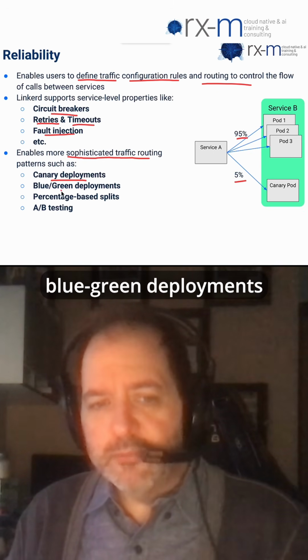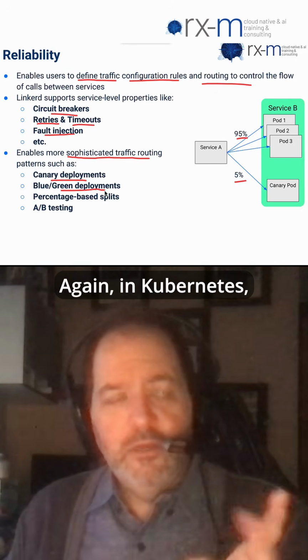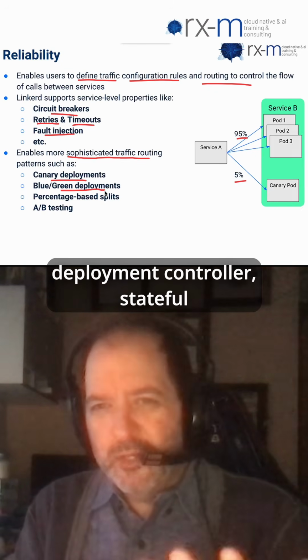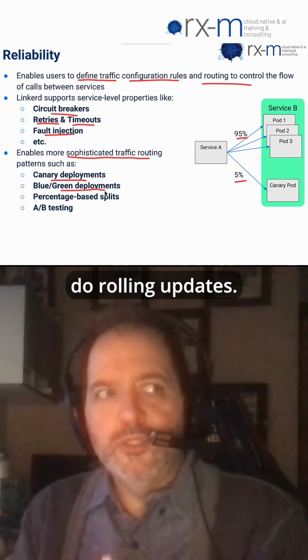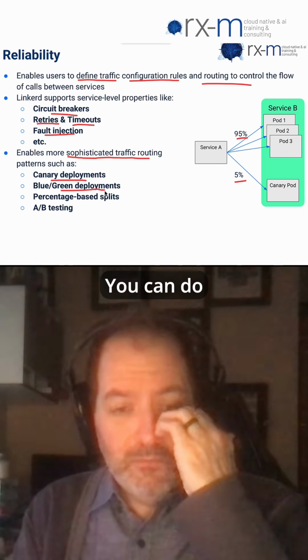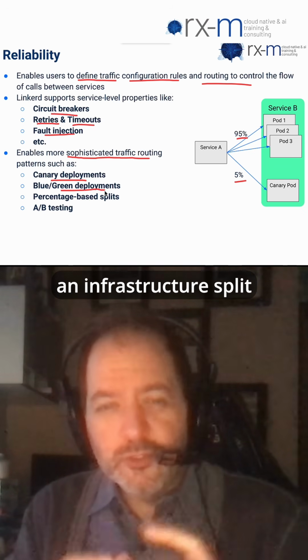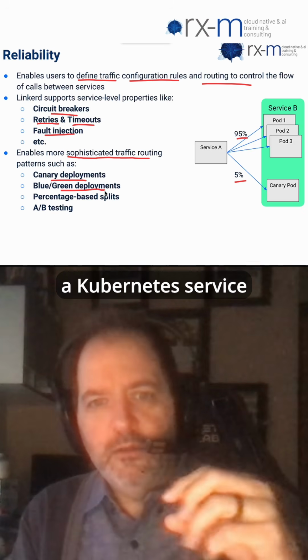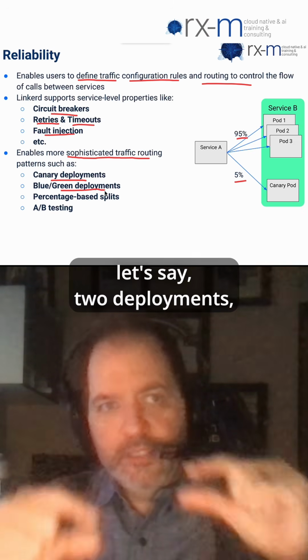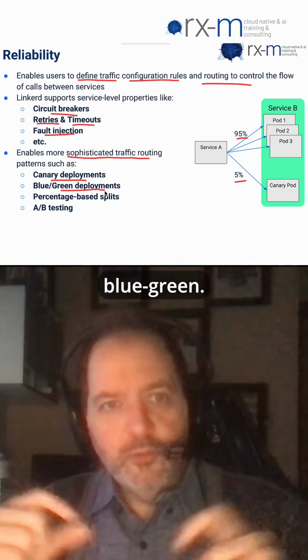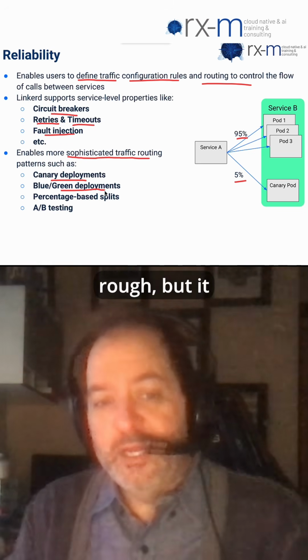You can do blue-green deployments, right, where you just do a cutoff. Again, in Kubernetes, you've got a deployment controller, stateful sets, right? Those types of application controllers really can only do rolling updates. You can do what people call an infrastructure split with a service, right? If you take a Kubernetes service and use a selector and then have that selector apply to, let's say, 2 deployments, you can kind of do a blue-green. It's a little rough, but it does work.